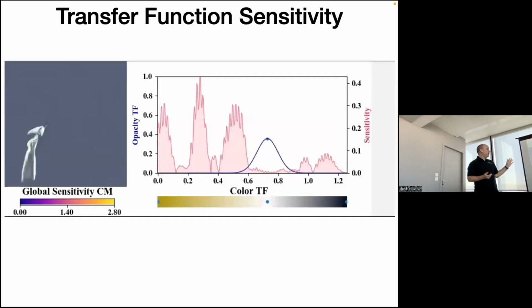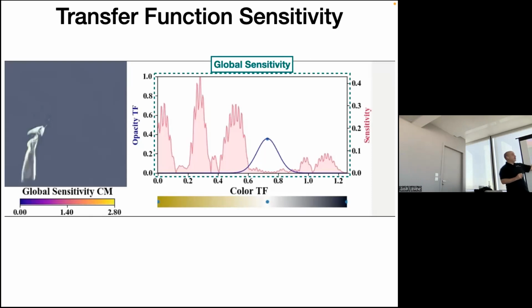And here's what the interface looks like. Same sort of opacity transfer function and color transfer function. The blue curve is the opacity transfer function. On the right-hand side we have this sensitivity measure, and the pink curve shows us sensitivity. The way you should read this plot is: if sensitivity is high in this region, and I change the transfer function here, I should see a change in the output image. This version is global. It tells us globally how much the image will change if I update the transfer function there.